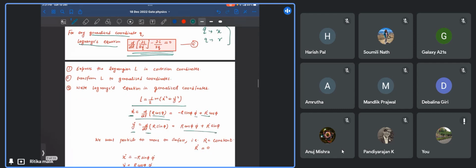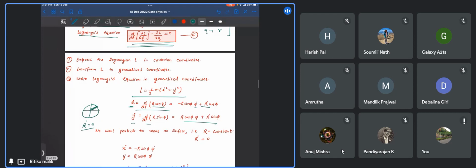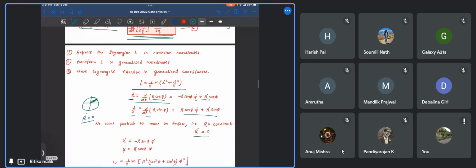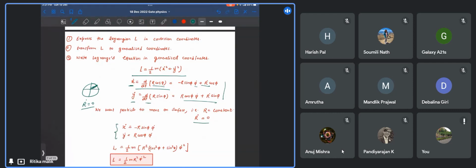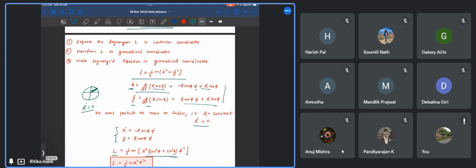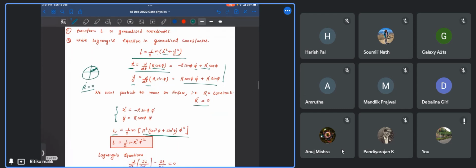But one of the conditions that you have been given is that your particle has to move in a circle. So your r is not changing with time. It is fixed. That means r dot is going to be zero. If you put this value here, this will give you x dot and y dot. And when you put these values into your Lagrangian, which is 1 by 2 m (x dot square plus y dot square), this will give you an equation which turns out to be in terms of phi dot.